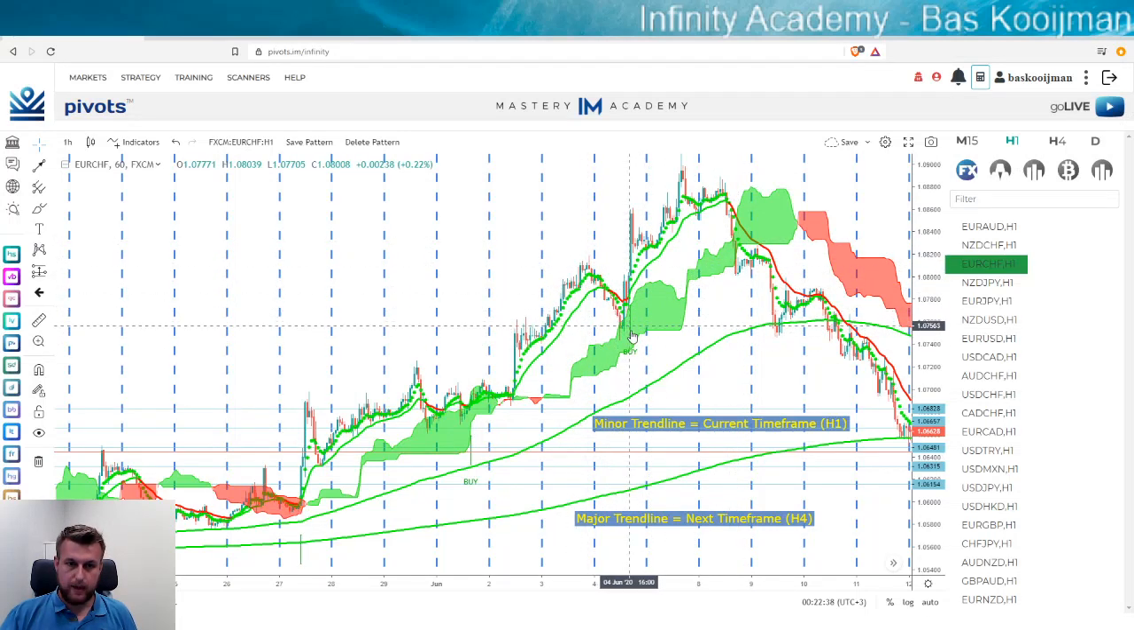Then another pullback, and here we get the new buy signal. Green, green, green above the cloud. Price just made a pullback, starts to go up again, and we get the next buy signal. Straight 77 pips, and then about 120 pips again.